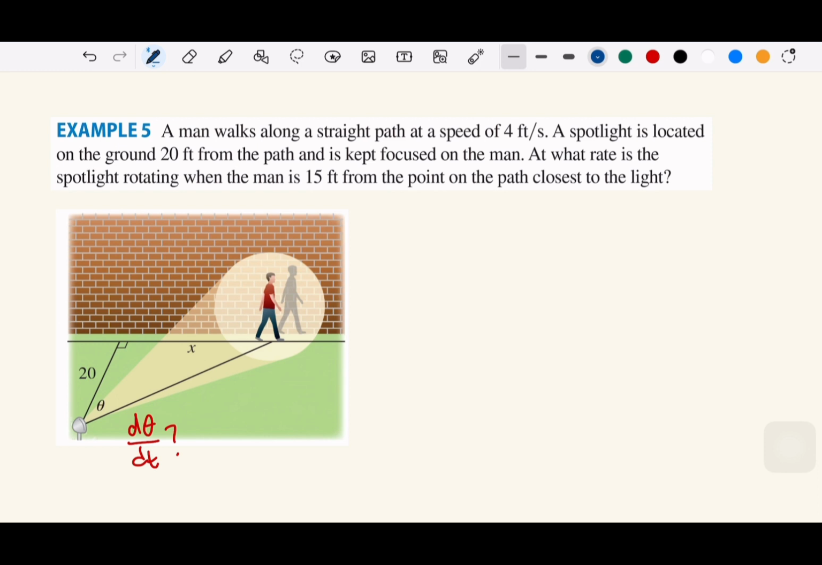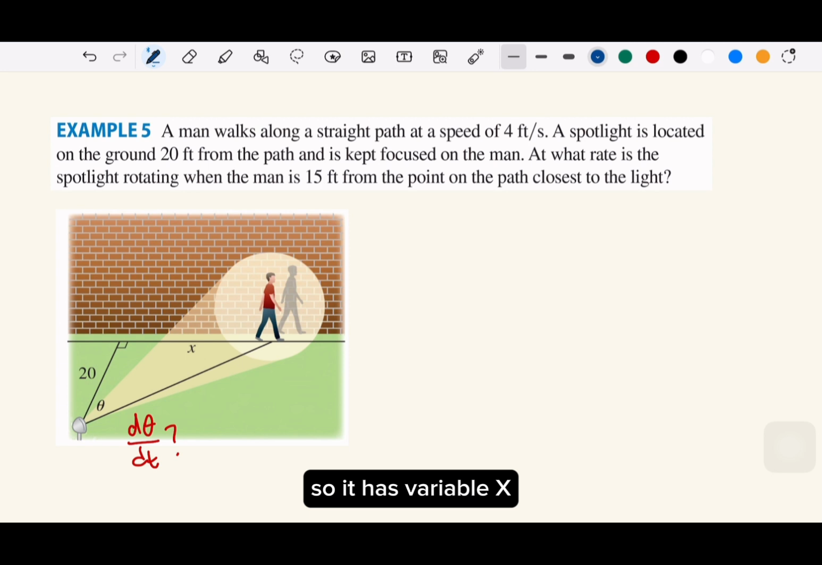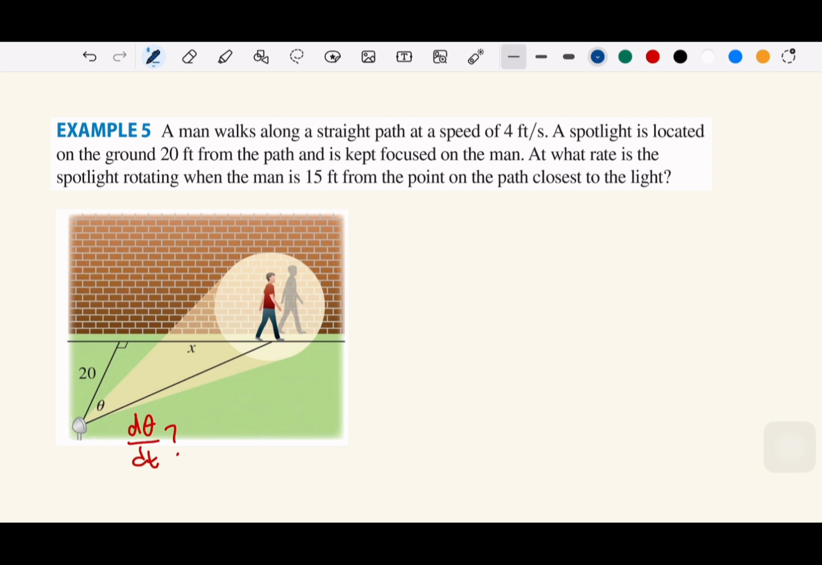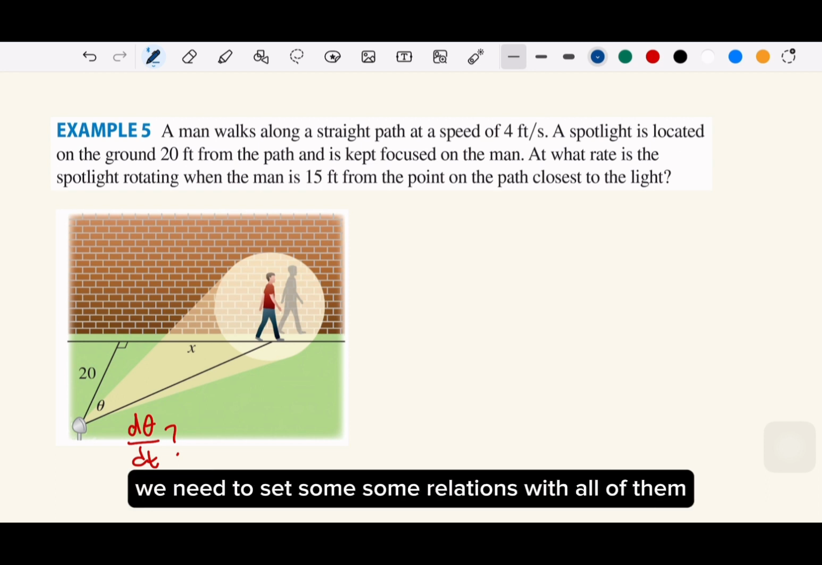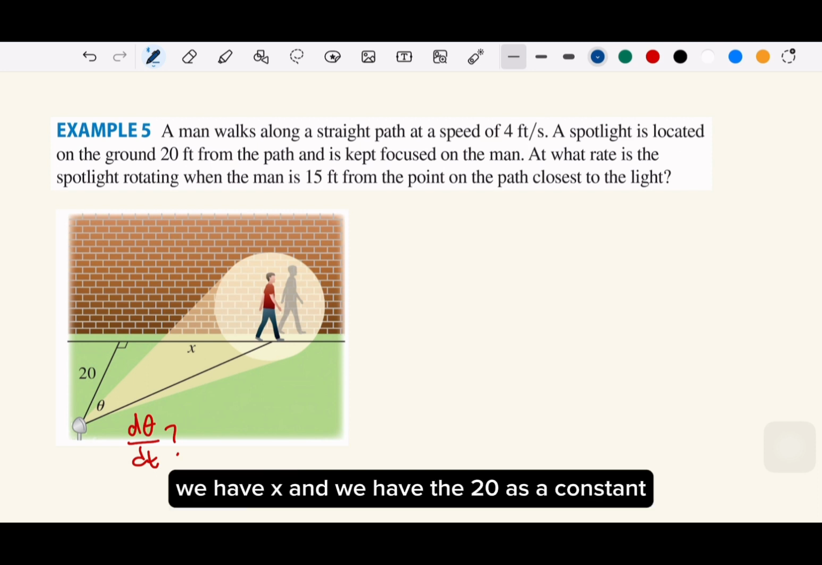So we need d theta dt when the man is 15 feet from the point. So it has variable x. It's asking, at 15, what will be the rate? To break down this question, we need to set the relations between all of them. So if we have theta, we have x, and we have the 20 as a constant.